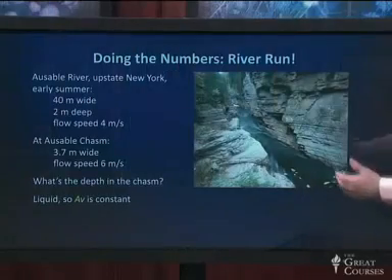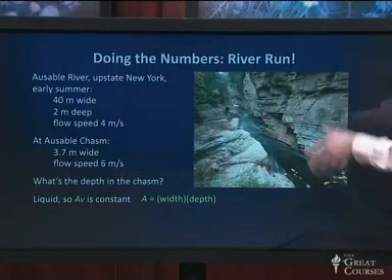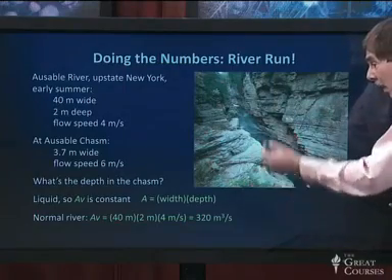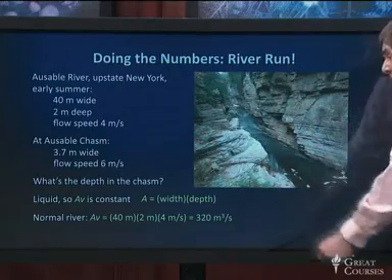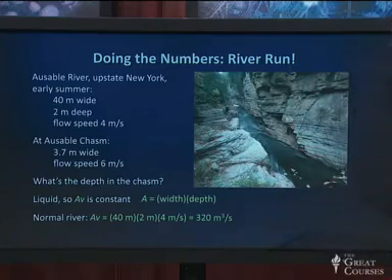Well, we can work that out using the continuity equation. It's a liquid, so A times V is a constant. We don't need to worry about the density rho. A is the width times the depth. I'm assuming it's got kind of a rectangular cross-section. In the normal river, it's 40 meters wide, 2 meters deep. It's flowing at 4 meters per second. So AV is 320 cubic meters per second.